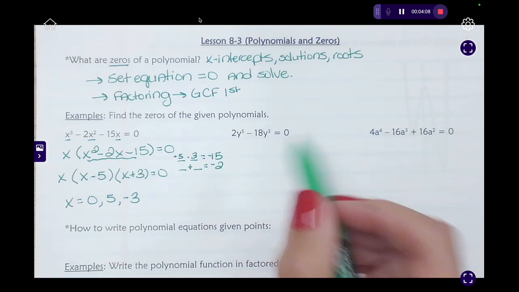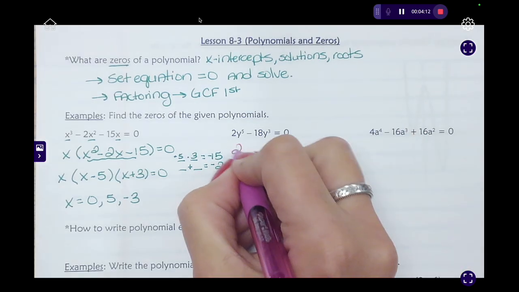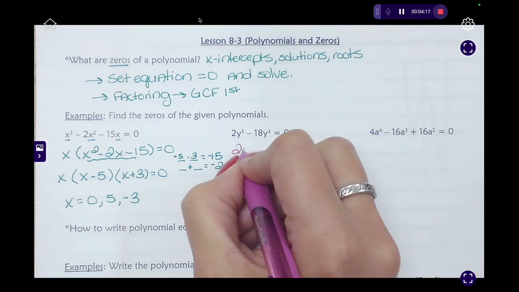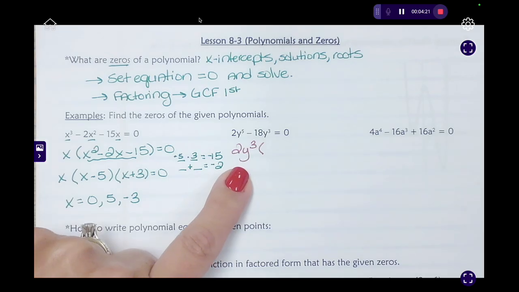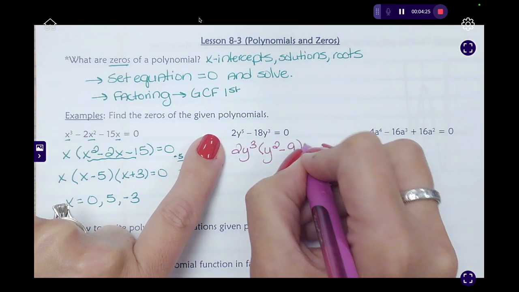All right, let's try the next one. So looking at this, again, greatest common factor, they are both divisible by 2. And then also, I can take out the smallest of those variables, so that would be y to the third. So if I take out a 2y to the third, that's going to leave me with y squared minus 9.